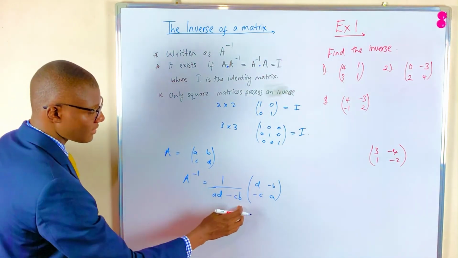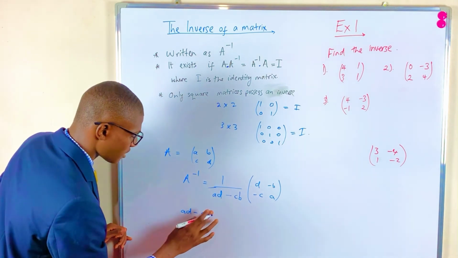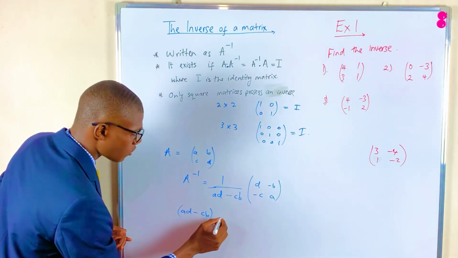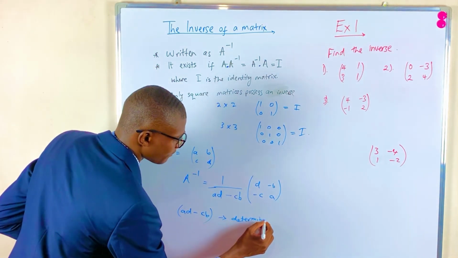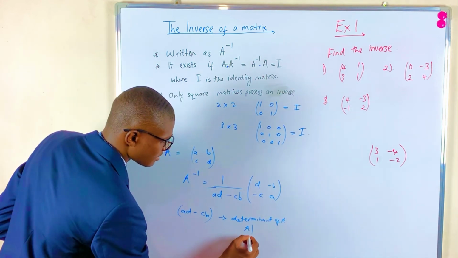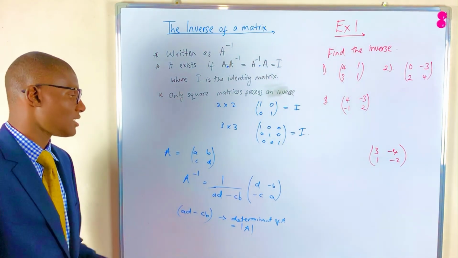And the denominator that we have here, AD minus CB, this is what we call the determinant of A, and it is written as that. So this is the determinant of A.